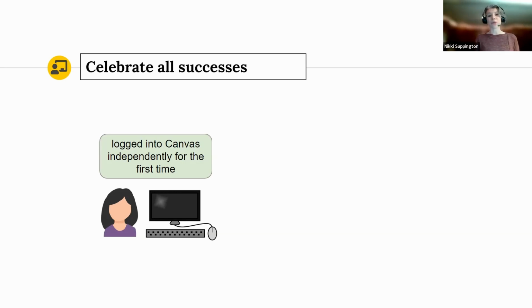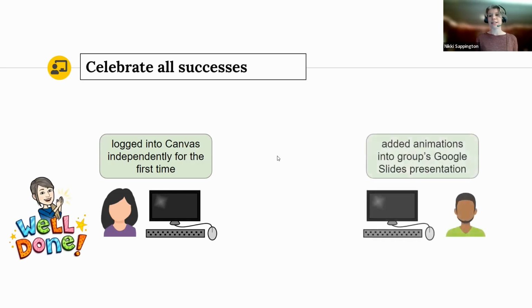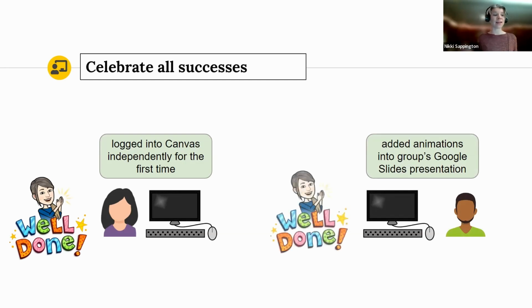So for example, a student logged into Canvas independently for the first time, that gets a hearty praise, right? You walk over to another student and see that he's independently gone ahead and added animations to his group's Google Slides presentation. That also gets a hearty praise. We want to make sure that we're celebrating student progress on that individual level.